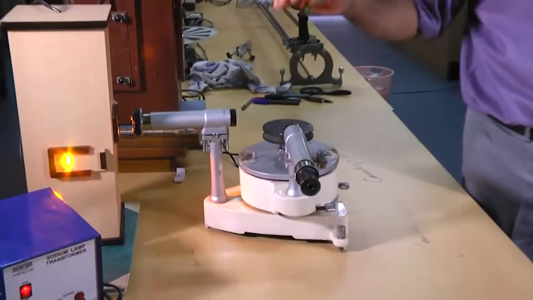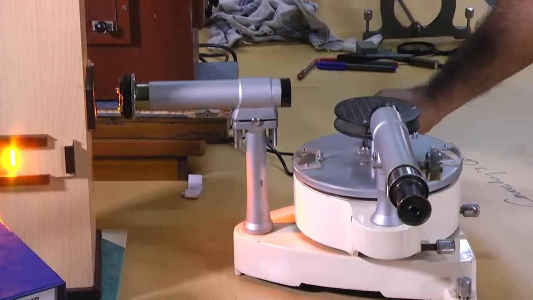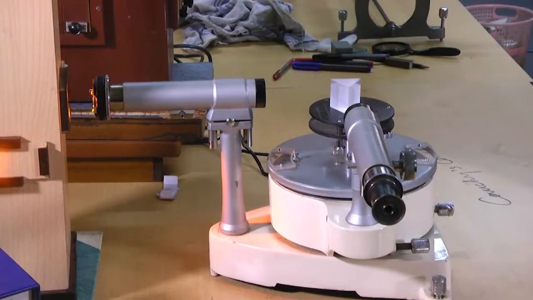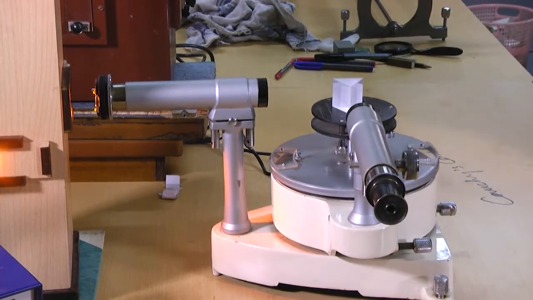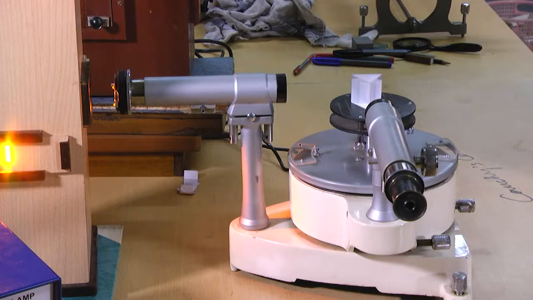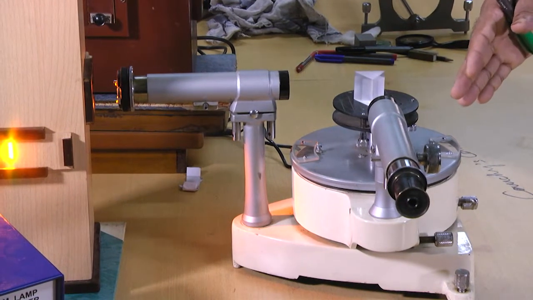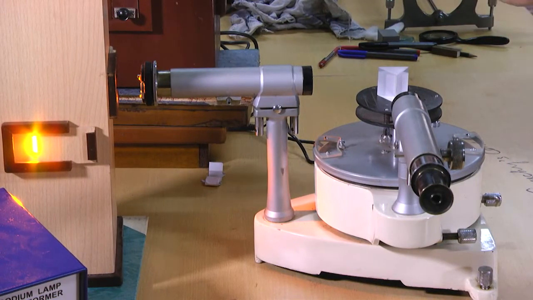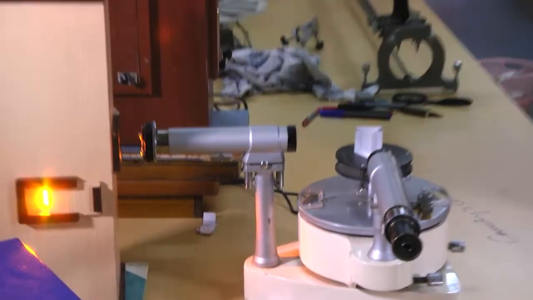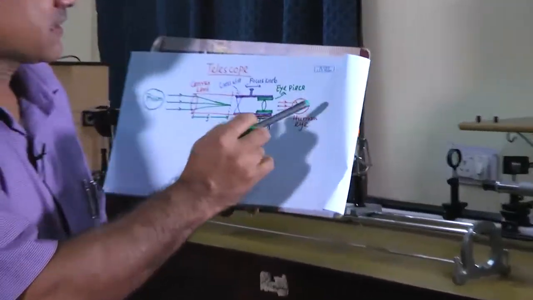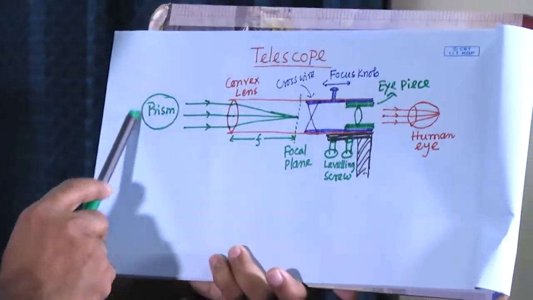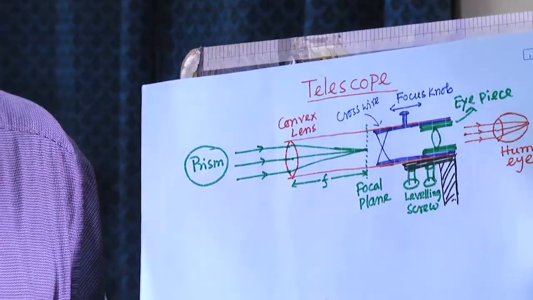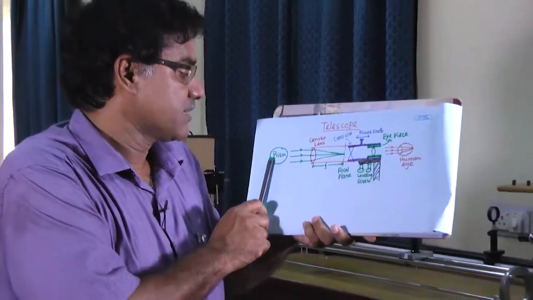So parallel rays will fall on the prism. Okay. Then due to dispersion or refraction, etc., light will come out. Whatever light comes out, that light we have to catch, and then we can see the image of the slit. Okay. So now from the prism these lights are coming. Basically, parallel rays will come from this prism.